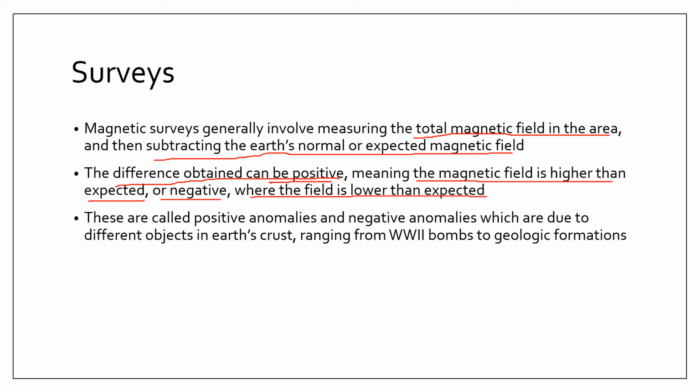Okay, so these are called positive anomalies and negative anomalies respectively. They are basically due to variations and the presence of different objects in the Earth's crust, which can range from World War II bombs, metal pipes, ore bodies, geologic formations, and so on.